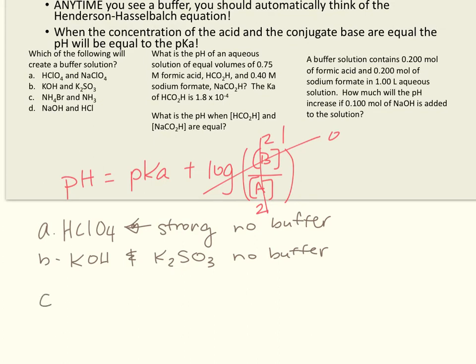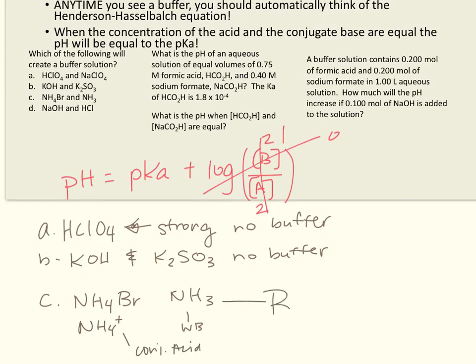Okay, and then the next one, C, we've got NH4Br and NH3. Now this is a weak base, and then this right here is really NH4 plus, and so that would be the conjugate acid. And so this right here is a buffer. And then part D, HCl is a strong acid, and that's a strong base, and so no buffer can be made from that either. So C is the correct answer.